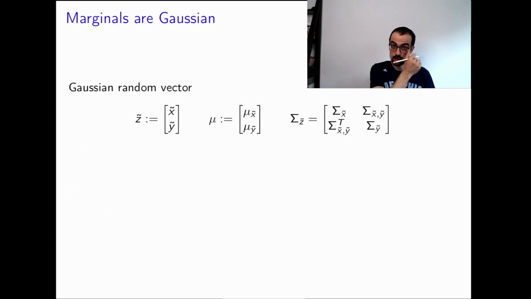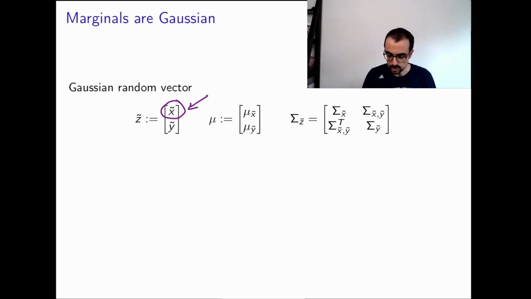There is a very important consequence of this fact that linear transformations of Gaussian random vectors are still Gaussian, and that's that the marginal distributions of subvectors of Gaussian random vectors are also Gaussian. So let's look at this example, where without loss of generality, we're going to be interested in the first subvector of the Gaussian random vector. We want to know what the distribution of this guy is.